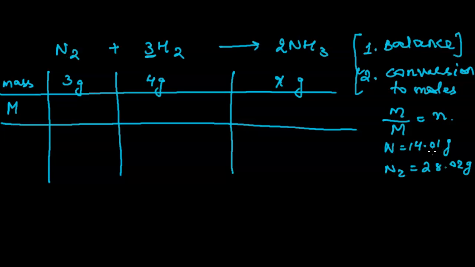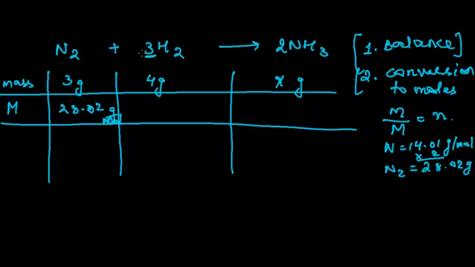Nitrogen mass is 14.01 grams per mole. N2 mass is going to be 28.02 grams because it's 14.01 times 2. So we'll put this molar mass under nitrogen, and that is 28.02 grams per mole. Next we find out the molar mass of hydrogen.